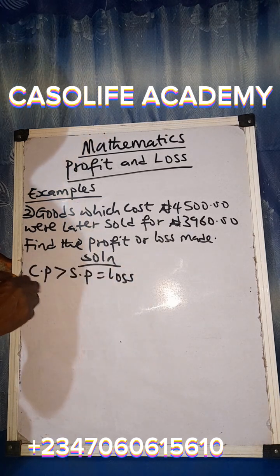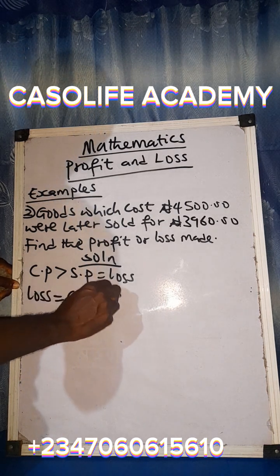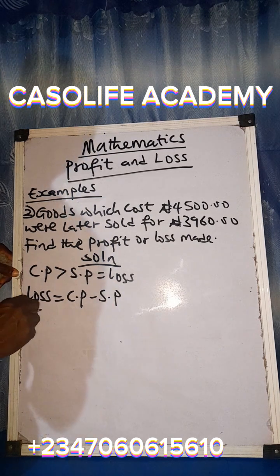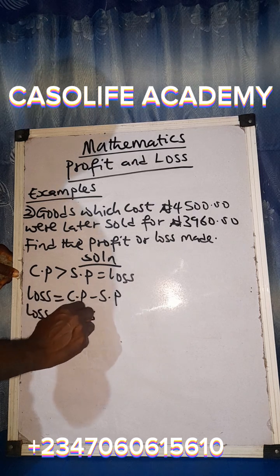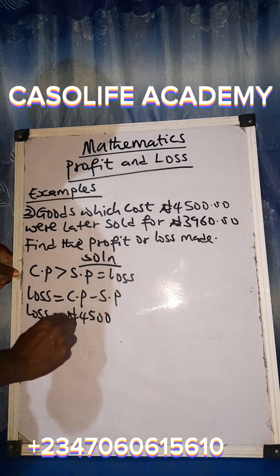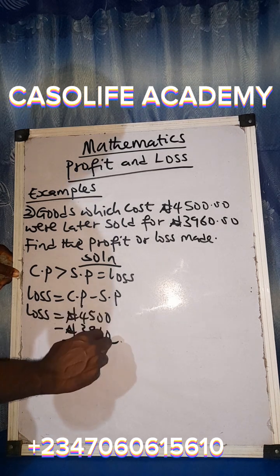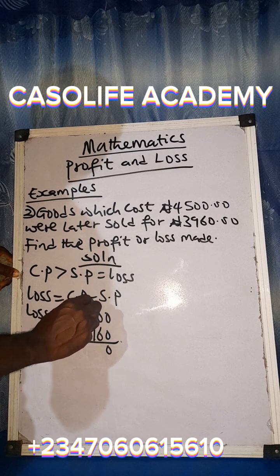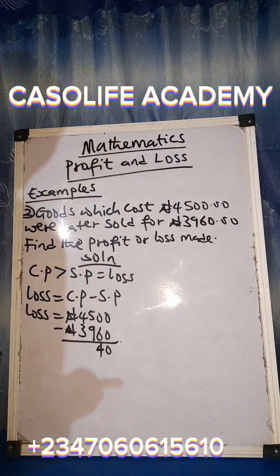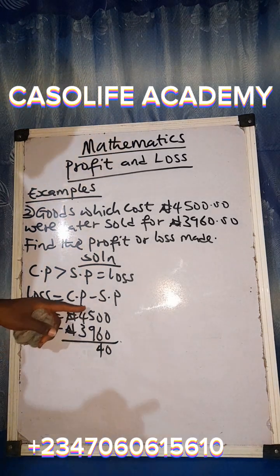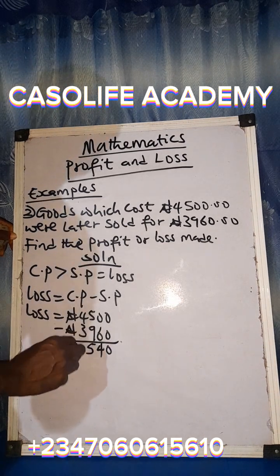So we are looking for loss, and loss is equal to cost price minus selling price. So loss is equal to cost price, which is 4,500, minus 3,960. Here we have 0, so we borrow 1, add here 10. 10 minus 6 will give us 4. 4 is remaining here, so we borrow 1 from here, add to that, it becomes 14. 14 minus 9 will give us 5.